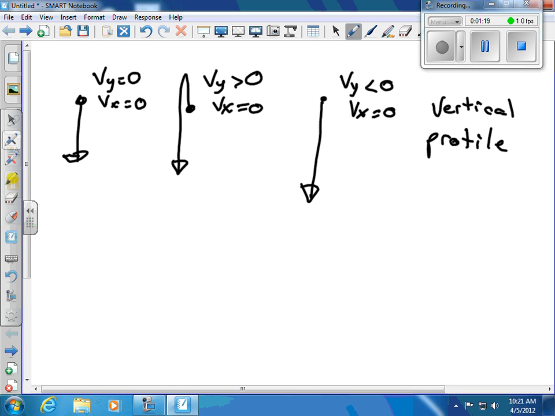When Vy is greater than 0, that's where we're throwing up in the air. Throwing it at the monkey, we have both Vy and Vx. So the first one we're just dropping, the second one is going up and down, and the third one is throwing it down.